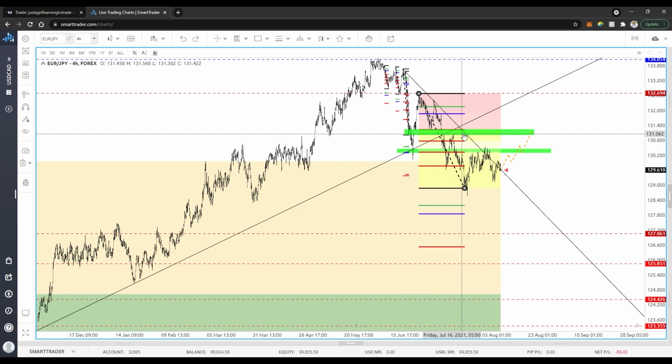But it makes sense though, because this level in the past has been support, right? And so we broke through and price has not come back up to retest this level yet. So we may see a continuation there.